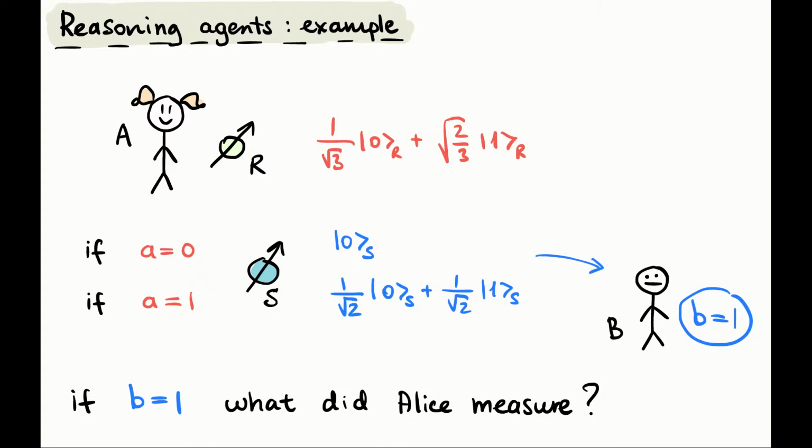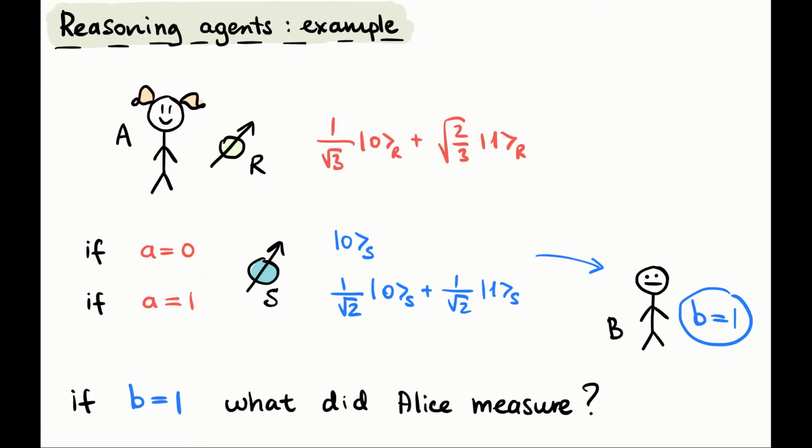And then she has to prepare system S, which she then sends to Bob. And she prepares the system S conditioned on her outcome. So if she gets outcome 0, then she prepares the system S in a state 0. And if she gets outcome 1, she prepares it in a state plus, and sends it to Bob. And Bob measures it in a computational basis in his lab.